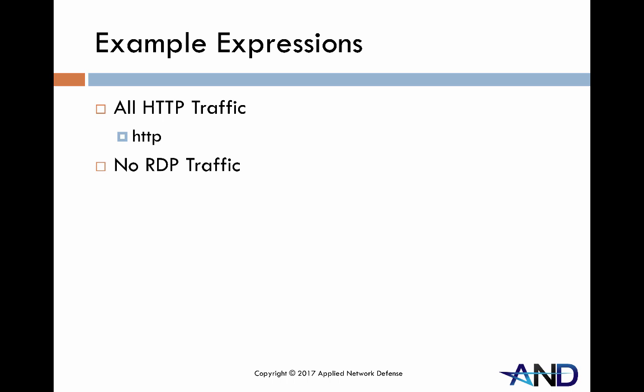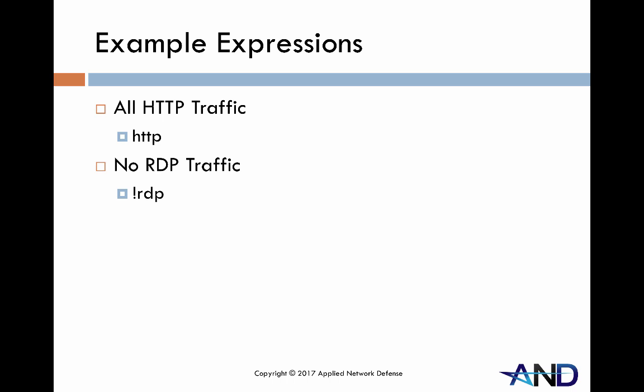For this one, again, we're going to use the protocol name, but we actually want to hide the traffic. We don't want to show it. So we're going to use the negation operator here. The exclamation point RDP is going to hide all RDP traffic. It's going to match anything that is not an RDP packet based upon what the dissector detects.